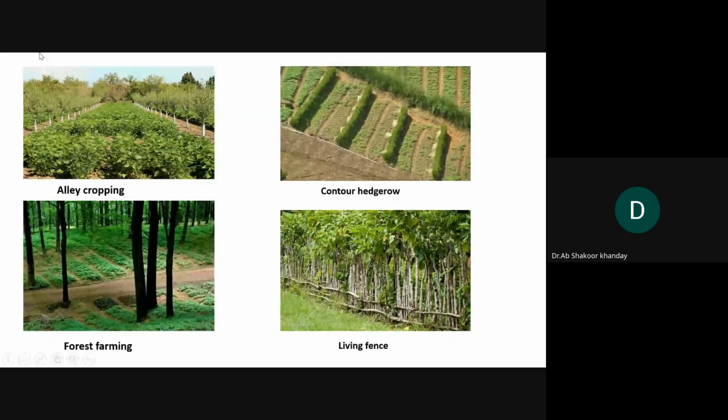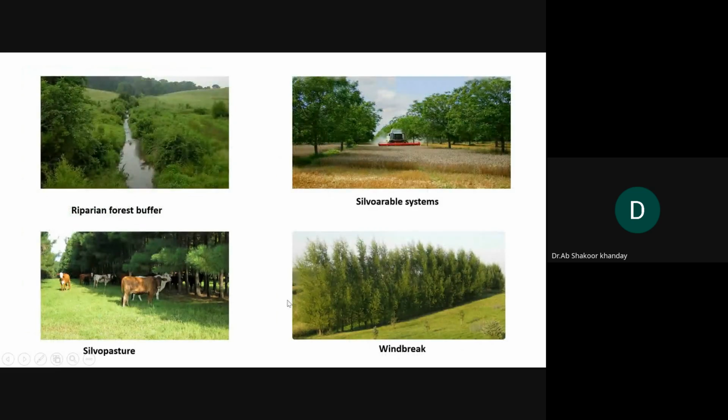And you see, for the purpose of illustration, this is the alley cropping. This is the contour hedge growth. It's the forest farming. This is the live fence. This is the riparian forest buffer, silvo-arable system, silvopasture, and windbreak.